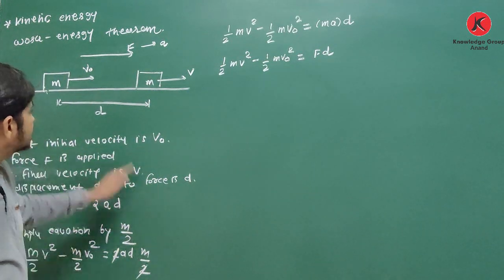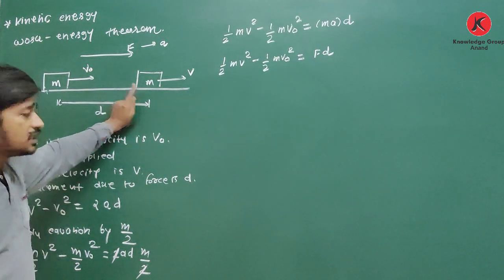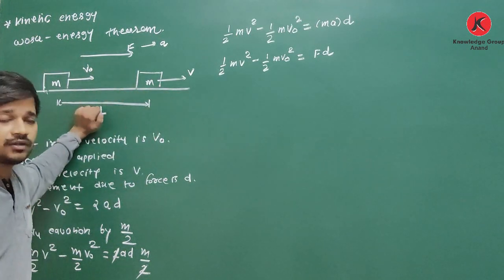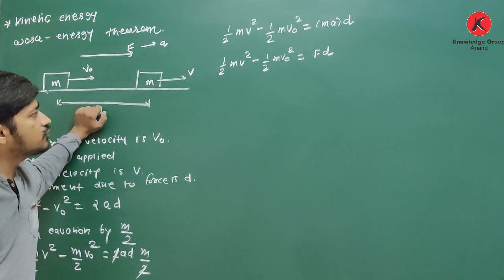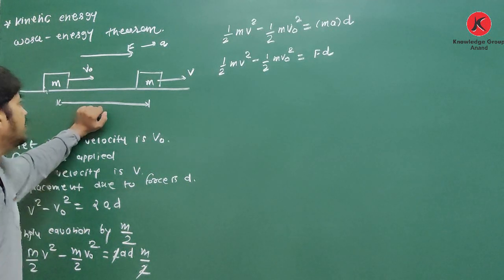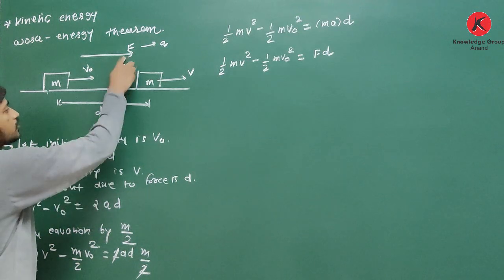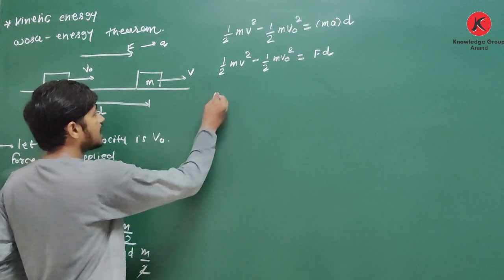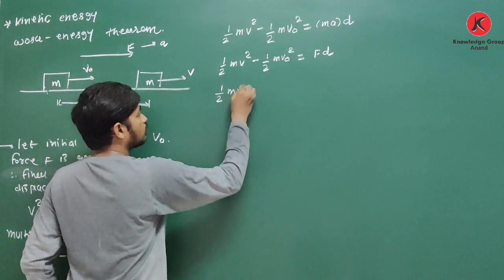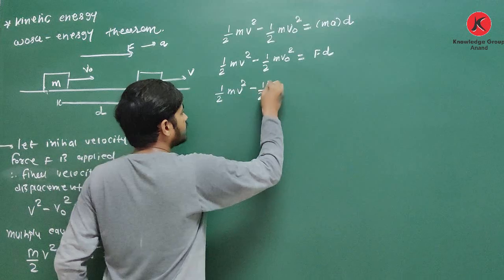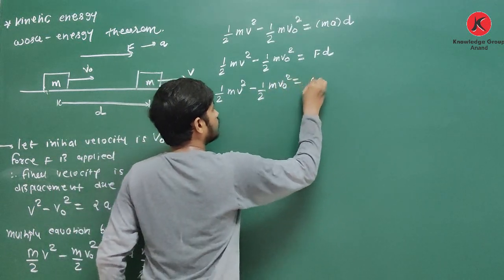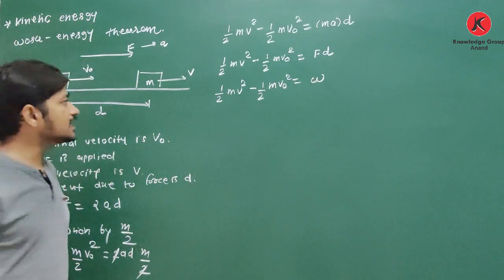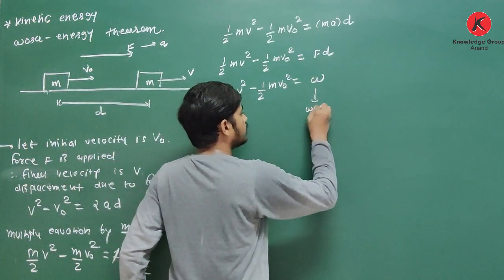Clear about this? The system is in one dimensional motion, moving in one direction. So half m v square minus half m v0 square is equal to F d. Due to this force there is displacement d. This F d is nothing but work. So half m v square minus half m v0 square is equal to W, the work.